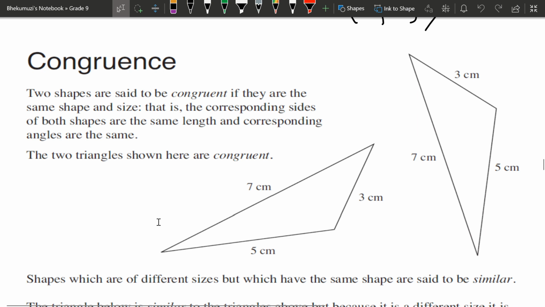Okay, so in this video, we're going to be talking about congruency and similarity. With congruency, what is meant is that two shapes are said to be congruent if they are the same shape and size. That is, the corresponding sides of both shapes are the same length and corresponding angles are the same. What does that tell us?